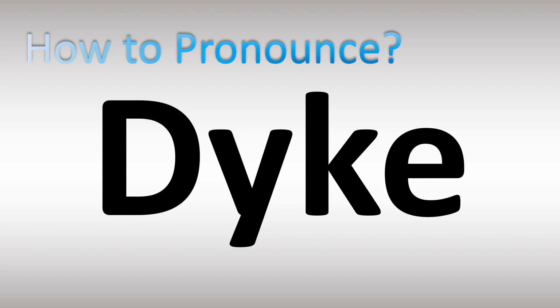We are looking at how to pronounce these words. Let's break down the pronunciation. Both British and American English are similar here, as Dyke, one syllable, Dyke, easy, and now you know.